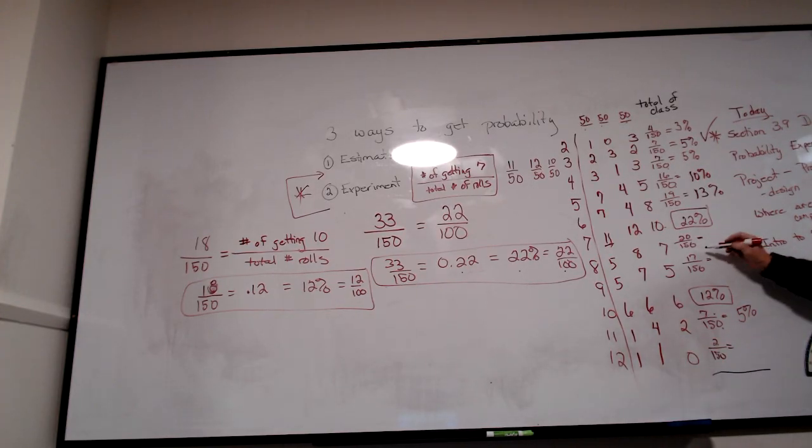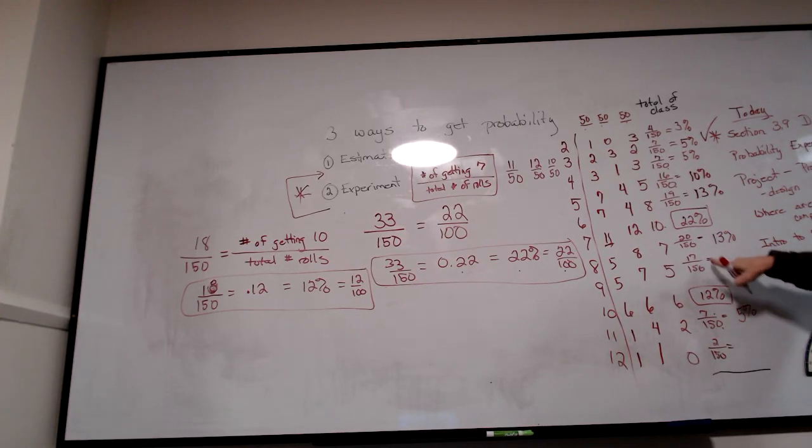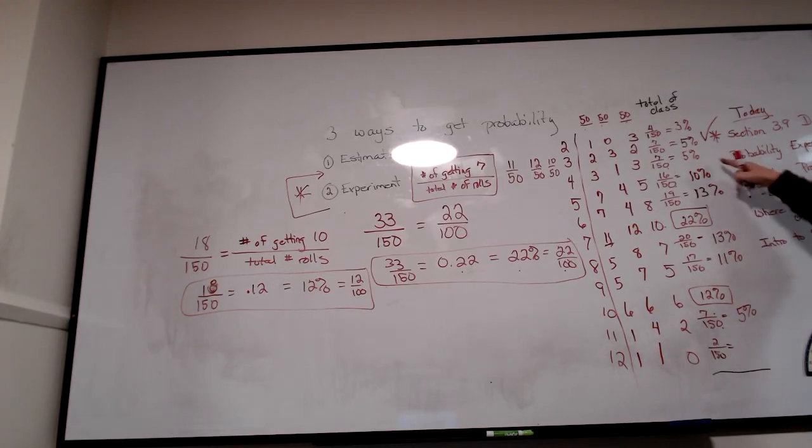Okay, 20 out of 150. What'd you get? 13. Okay. These two are very close, so that's why you both got 13% because of rounding there. Okay. 17 out of 150. 11%. I'm going to agree with that because 16 is 10%, 17 is 11%, so it's very close.